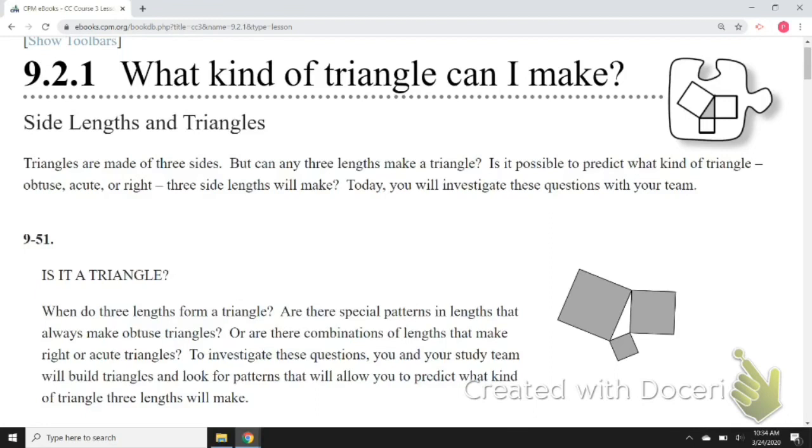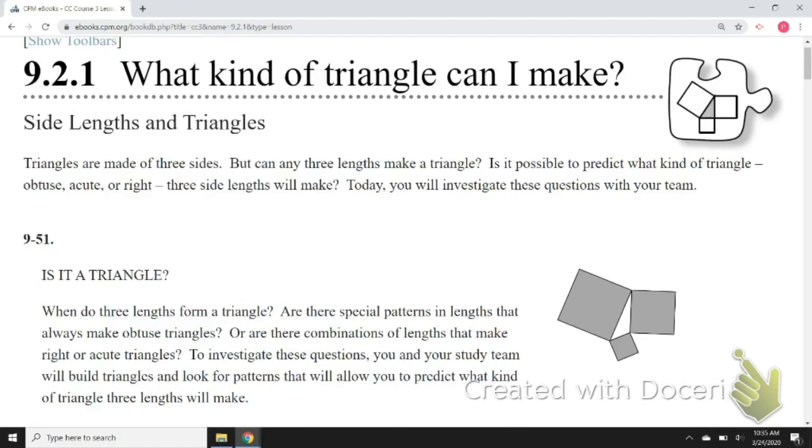Our objective will be to compare the side lengths of squares to see what combination of side lengths will make triangles. You are going to focus on those that do make triangles, and see if you can identify any particular patterns or combinations that make a right triangle, an acute triangle, or an obtuse triangle. So we're just going to jump right in.